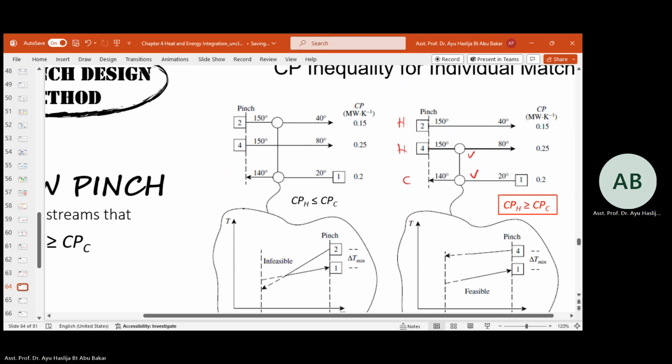Equal, can? Larger or equal? The sign. Larger or equal? Okay, I repeat: larger or equal, smaller or equal. So below pinch, CPH larger or equal to CPC.